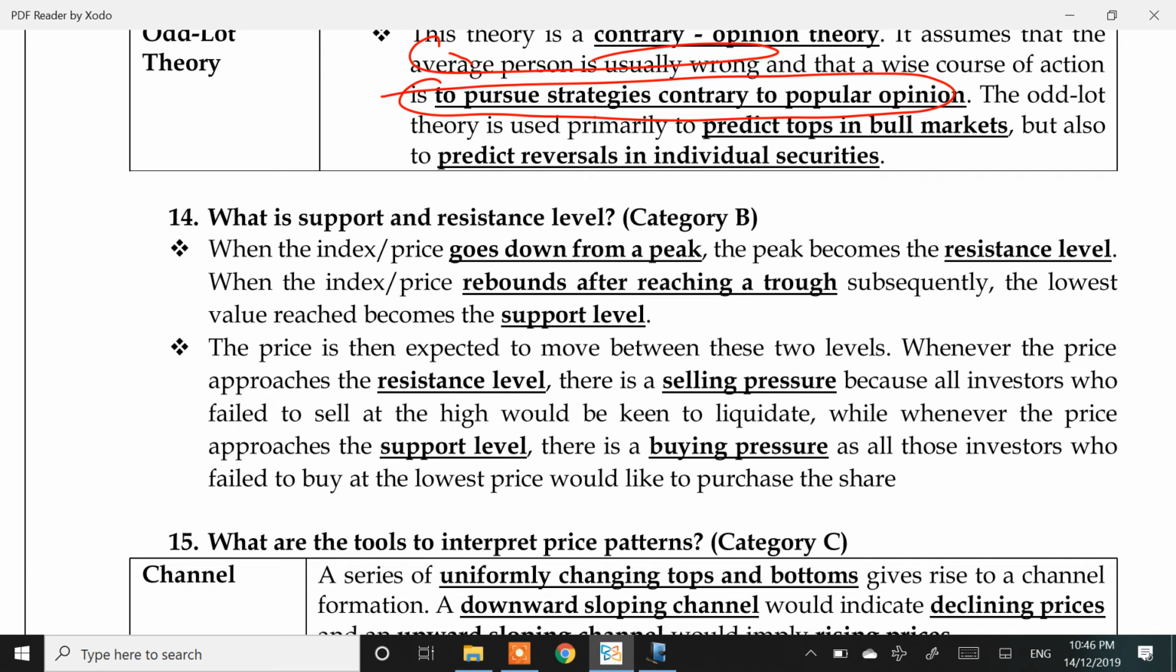When the index or price goes down from a peak, the peak becomes a resistance level. When it rebounds after reaching a trough, the lowest value becomes a support level. The price is normally expected to move between these levels. If the price approaches the resistance level, because that's the top part, there will be selling pressure, and when you reach the support level, there will be buying pressure.